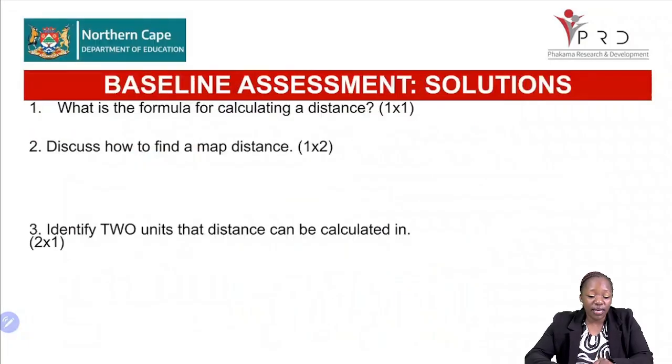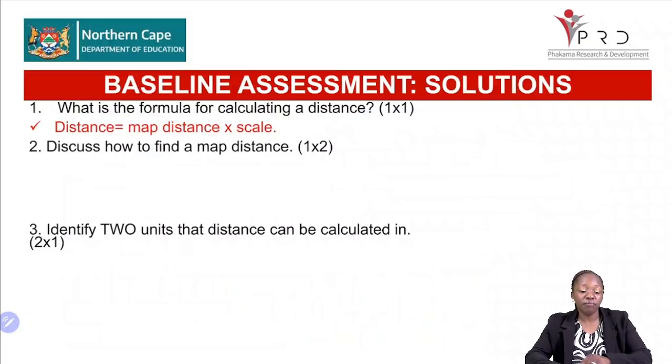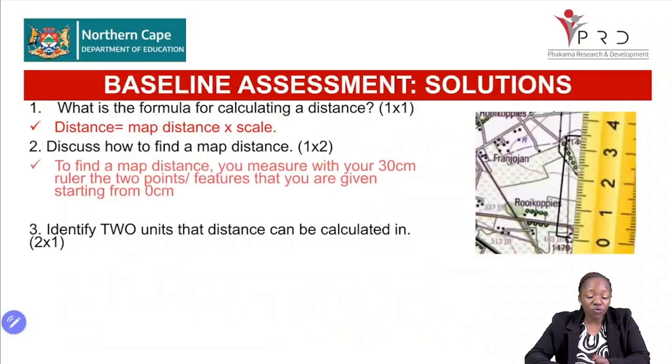Right? Looking there at our formula of calculating a distance, remember we are saying distance is equal to map distance times scale. Then secondly, how to find a map distance. To find a map distance, you measure the 2 pictures or the 2 points that you are given with your 30 centimeter ruler. And you are starting from 0, as you can see here. This will be our 0 in the first point, and then secondly in the second point. So where the second point ends, that's where you find your map distance.